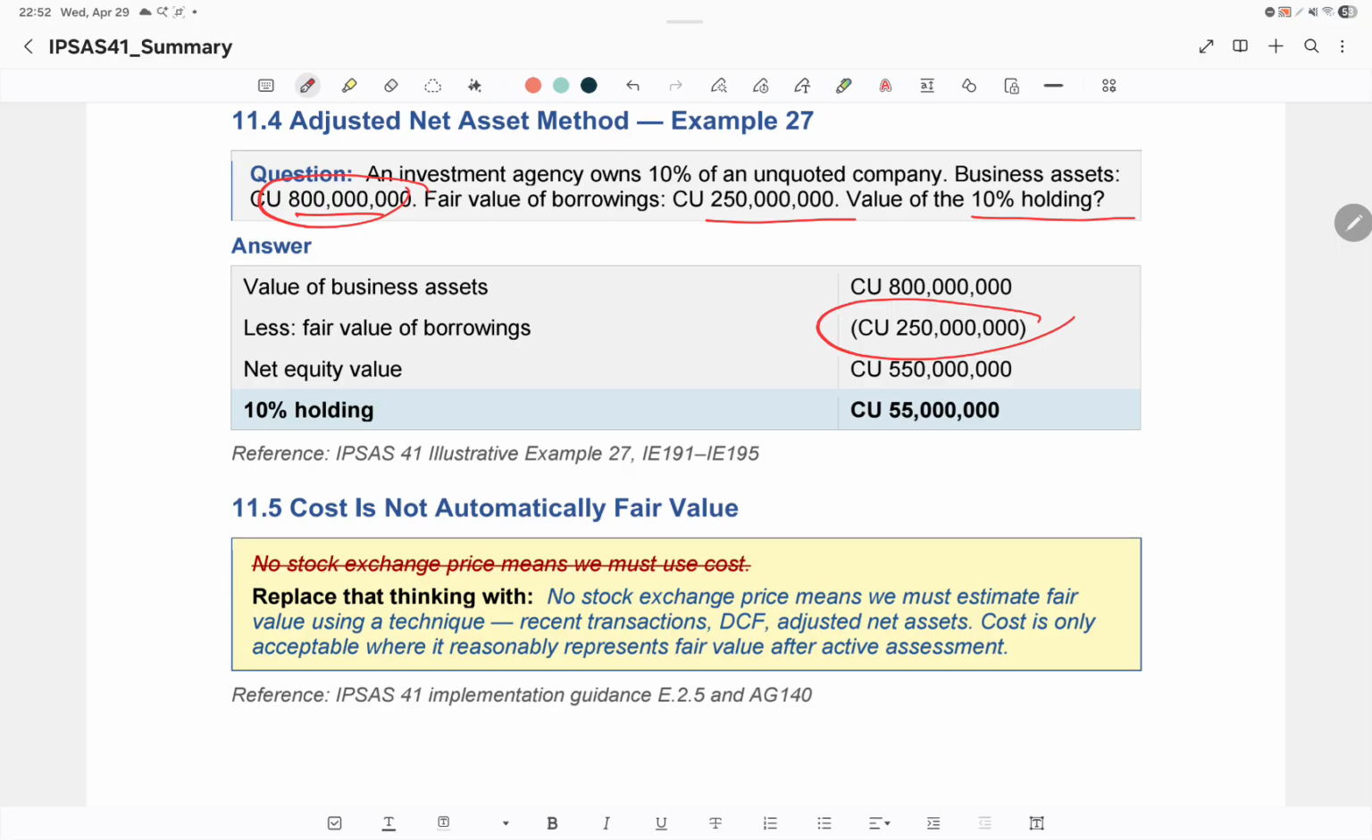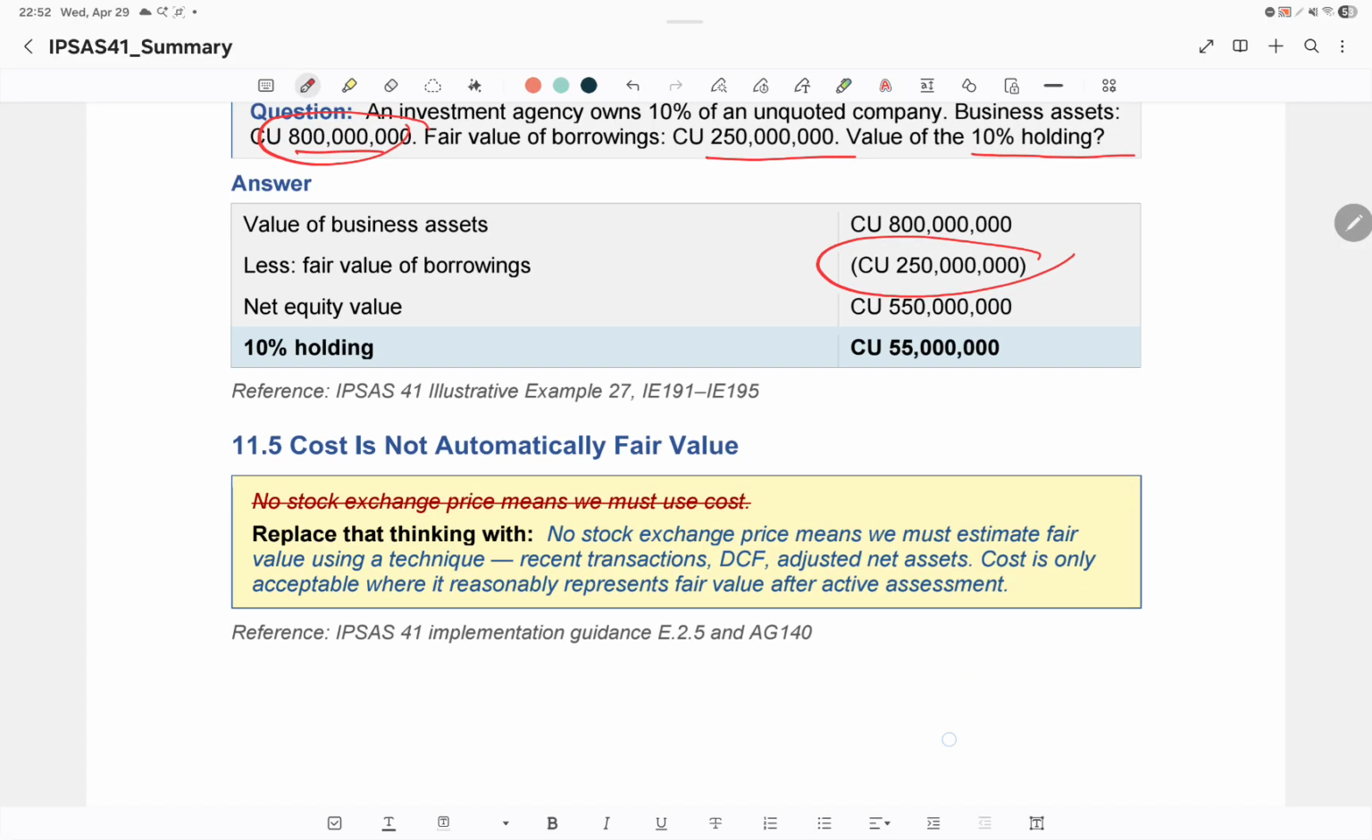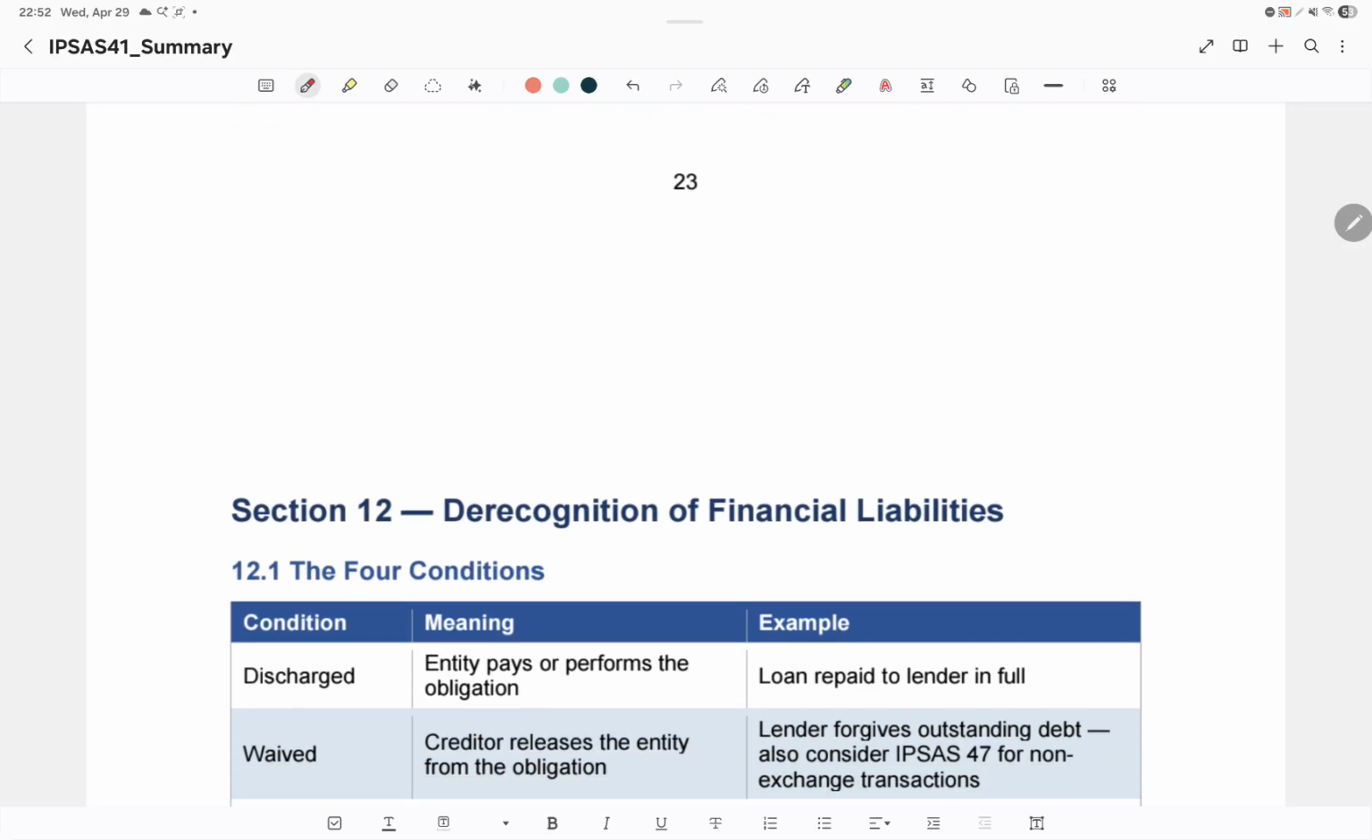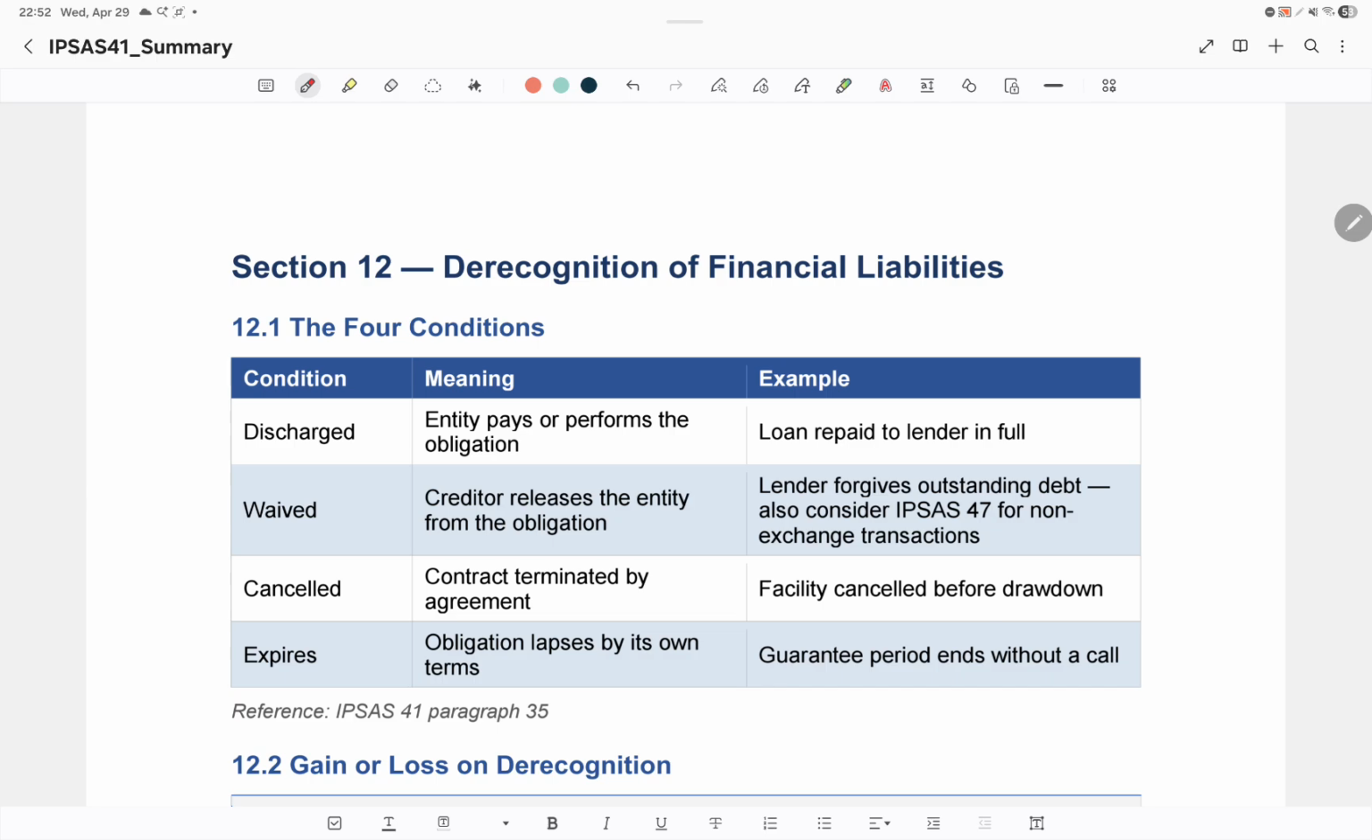Recent transactions, DCF, adjusted net cost only acceptable where there is reasonable reason after active assessment. Now we move to the derecognition. The four conditions for the recognition of liabilities.